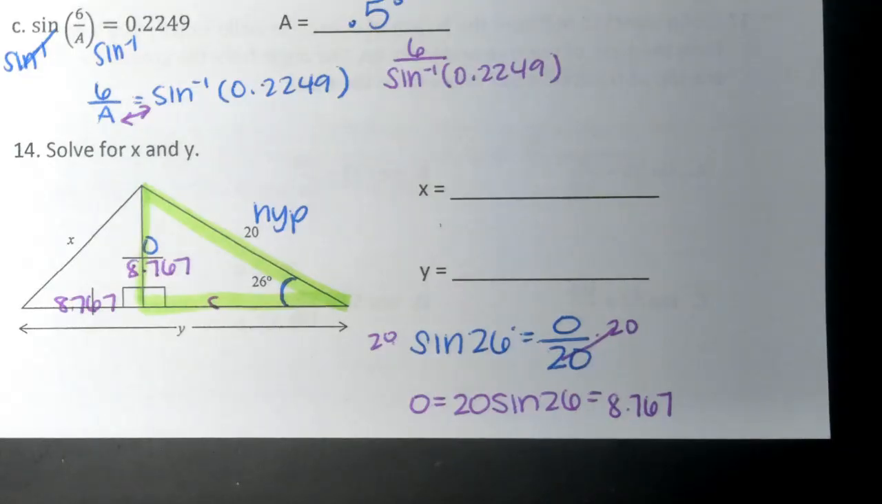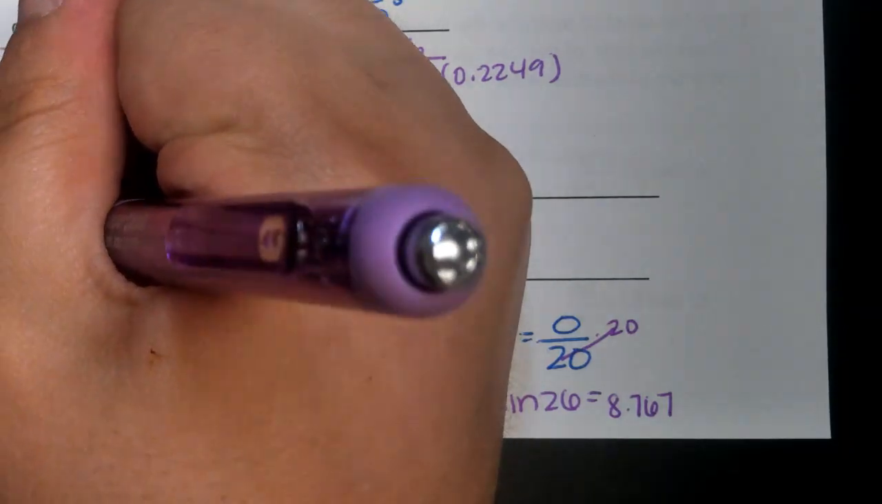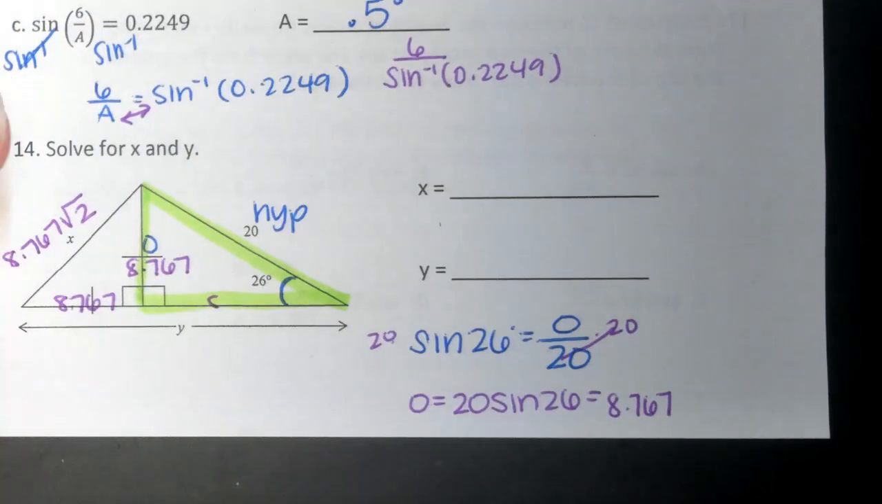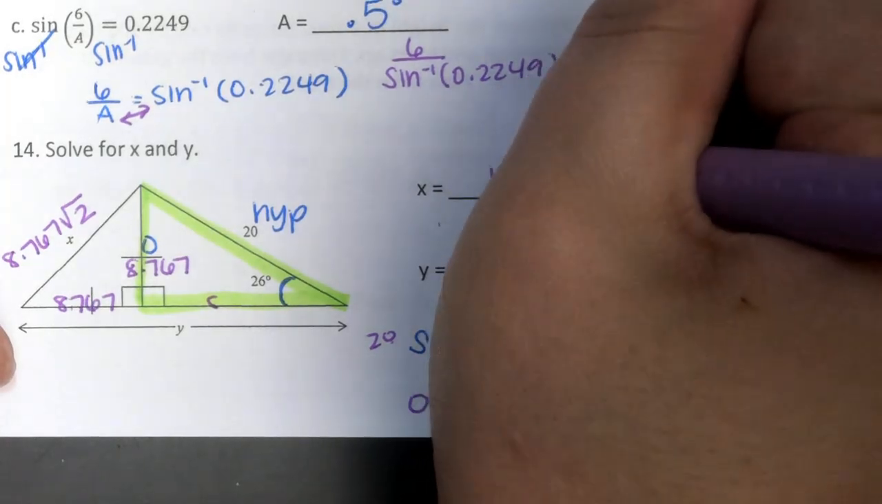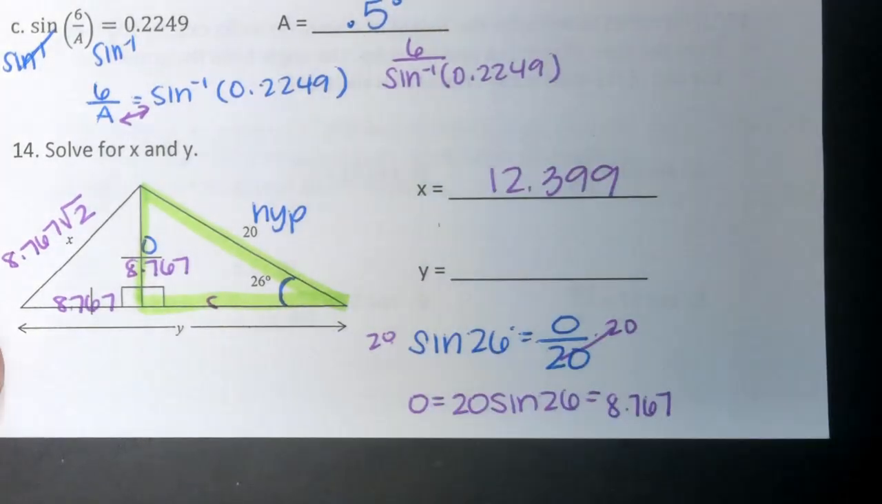How do I find the hypotenuse? 8.767 times square root of 2, or O times square root of 2. That gives me 12.399.